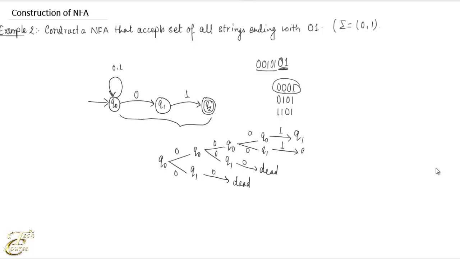That means reading the string 0001 in Q0 state may lead to the state either Q1 or Q2. As this set contains the state Q2, which is an accepting state, this string is accepted by this state diagram. Similarly, you can verify this string, which is also accepted by our state diagram. Let's see one more example.